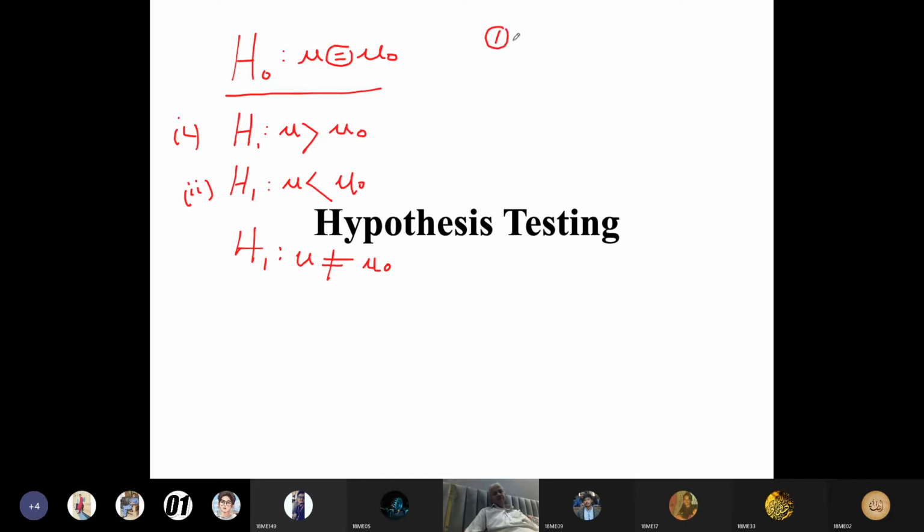Within the first step, we define the null and alternative hypothesis. Null and alternative hypothesis.